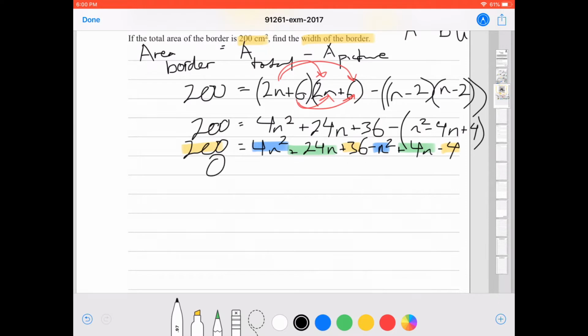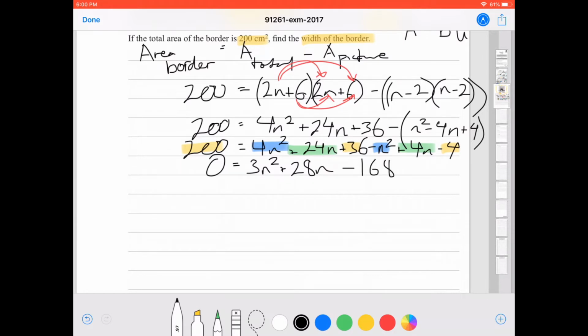And so we're going to say 0 equals, we've got 3n squared now. 24n plus 4n is plus 28n. And then 36 minus 4 is 32, minus 200, and so it becomes minus 168.